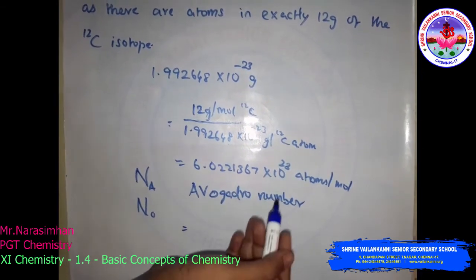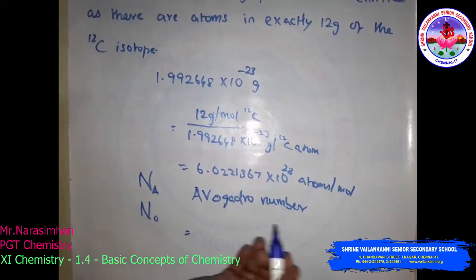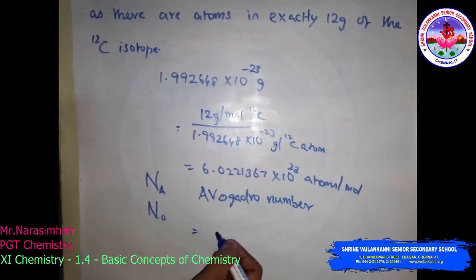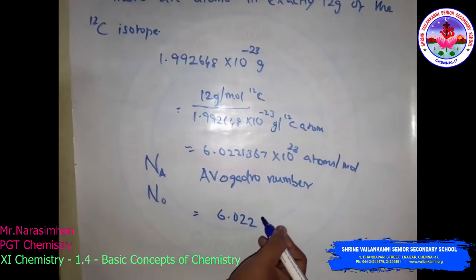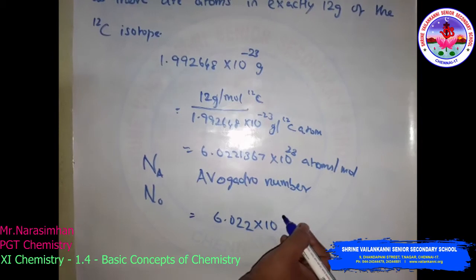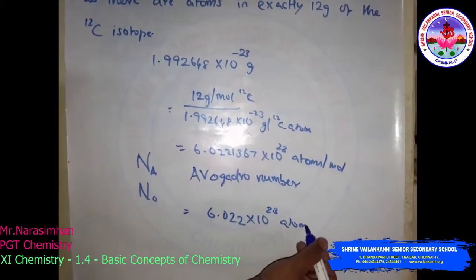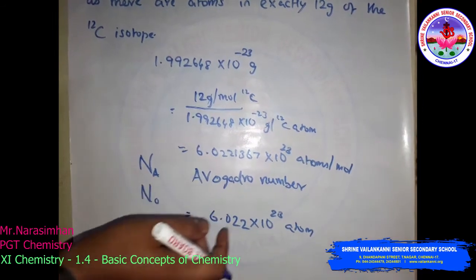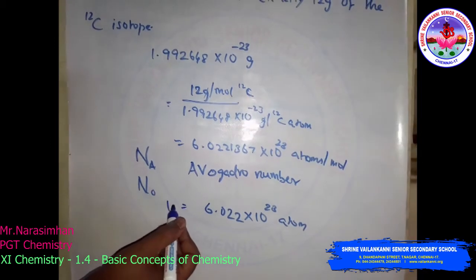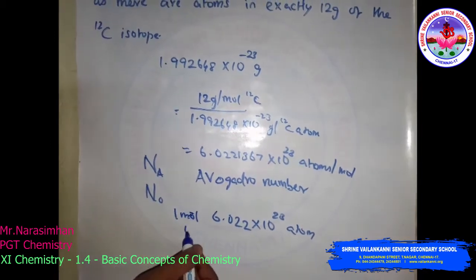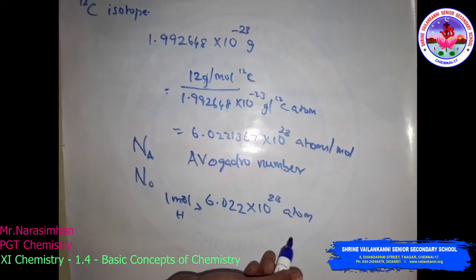There are so many entities, that is atoms and molecules, that constitute 1 mole of the substance. It contains 6.022 into 10 power 23 atoms. For example, 1 mole of hydrogen atoms contains 6.022 into 10 power 23 atoms.